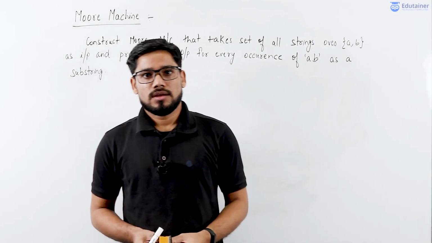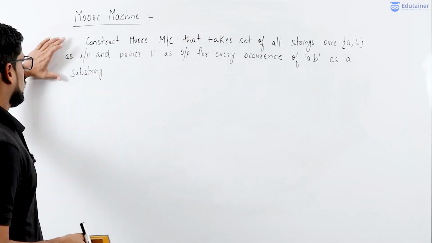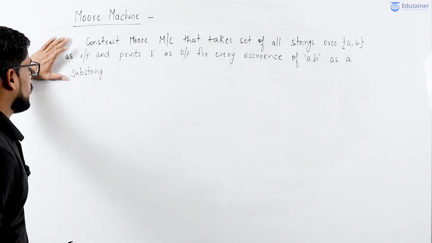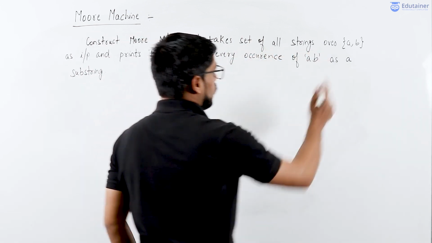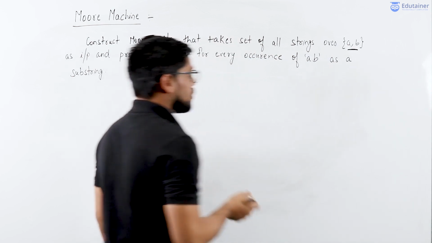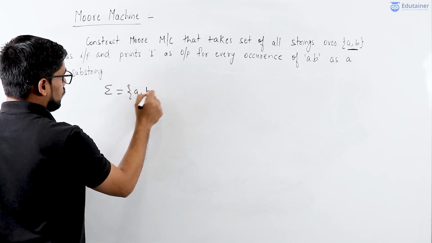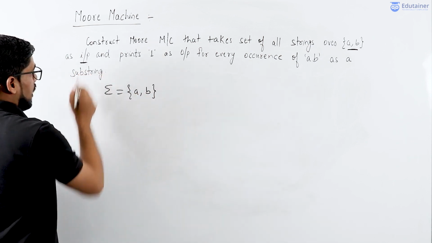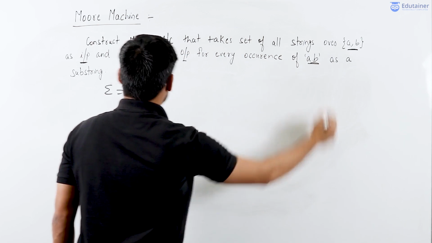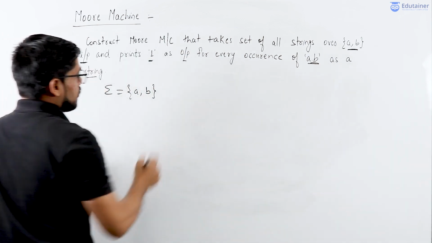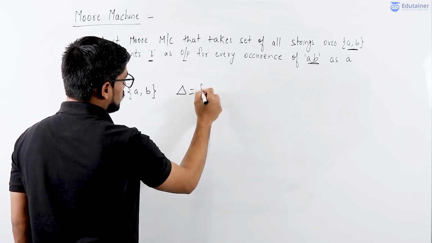Hello everyone. Let's discuss the Moore machine examples first. Here I have a question in which we construct the Moore machine that takes the set of all strings over a, b, that is, sigma is {a, b}, as input and prints 1 as output for every occurrence of ab as a substring. So 1 as output means the output alphabet capital delta is {0, 1}.